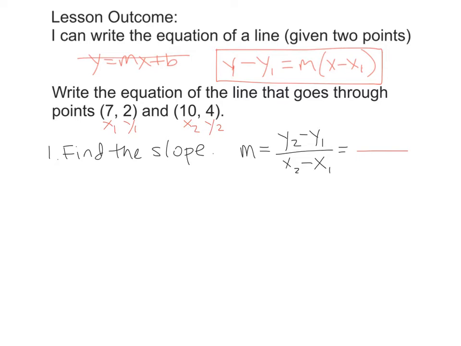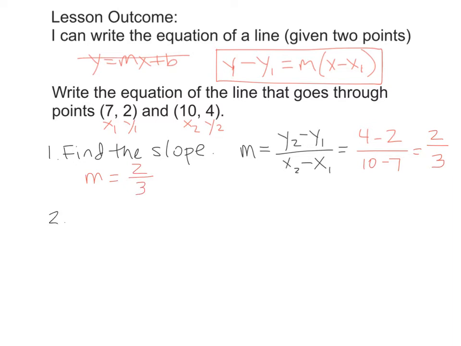So our y2 value is 4 minus our y1 value is 2. And in the denominator, our x2 value is 10 minus our x1 value, which is 7. Well, 4 minus 2 is 2, and 10 minus 7 is 3. So we have found our slope, m equals 2/3.